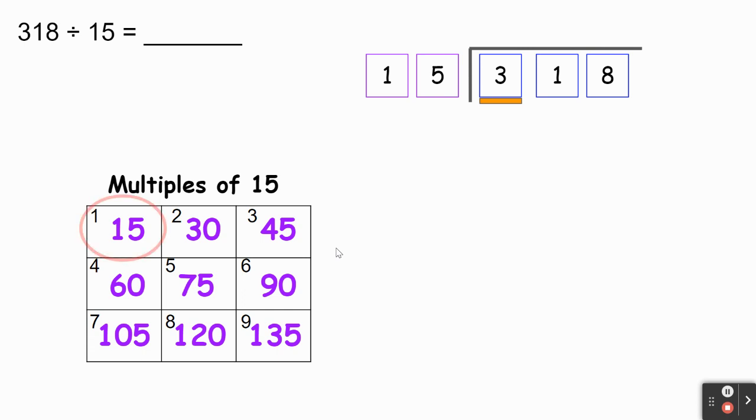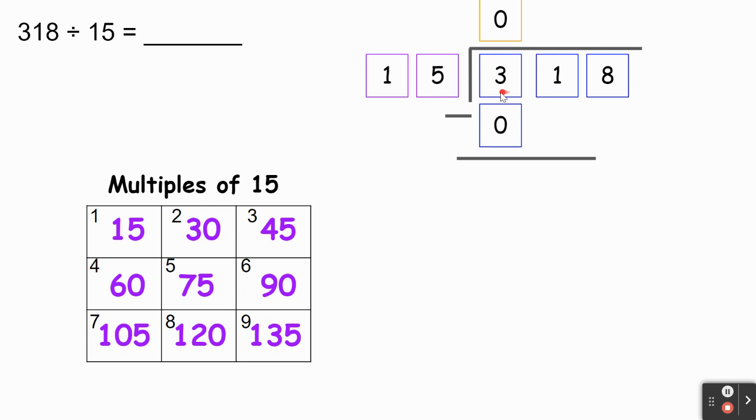Well, we can see that the first multiple of 15 is 15. That's already too big. So we can't give each group 100 because we don't have enough. So we're going to instead give each group 0 hundreds. So we'll place a 0 in the hundreds place. So if we give each group 0 hundreds, that means we're sharing a total of 0 hundreds. We can also get the 0 that we're subtracting by multiplying 0 times 15 to get 0.